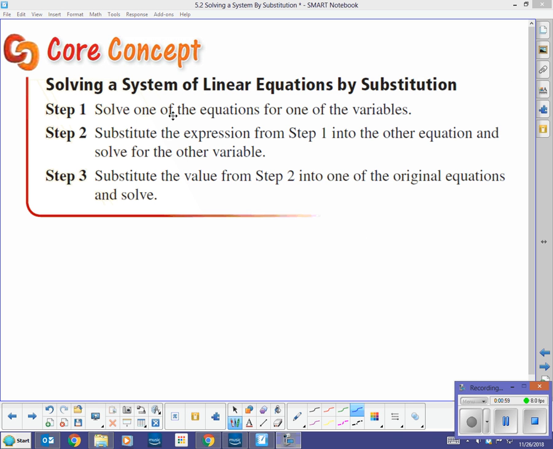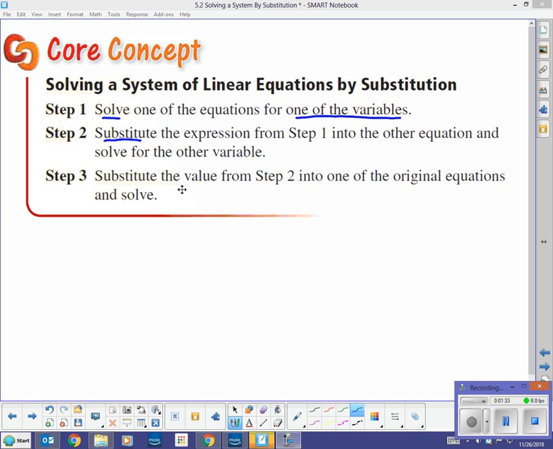We're going to solve one of the equations for one of the variables. This is very important. What does that mean? You got to get one variable by itself on one side of the equal sign. Then we're going to substitute the expression from step one into the other equation and then solve for the other variable. And then substitute the value from step two into one of the original equations to solve for the missing variable.